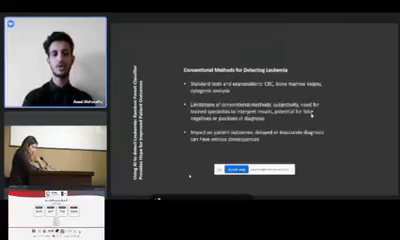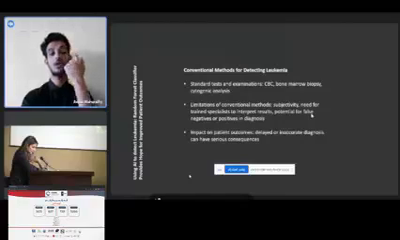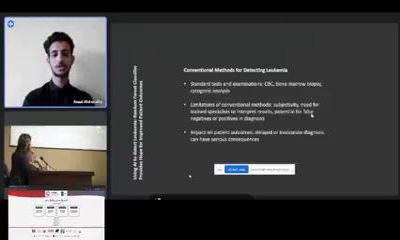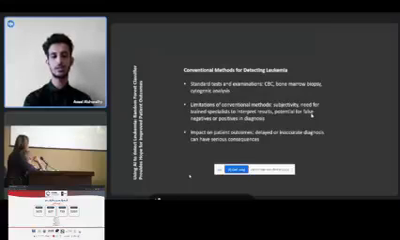The conventional methods for detecting leukemia are simple and standard tests and examinations: CBC, bone marrow biopsy, and cytogenetic analysis. Limitations of conventional methods are subjectivity and the need for trained specialists to interpret the results, with potential for false negatives or false positives in diagnosis. The impact on patient outcomes is a delay in accurate diagnosis, and this can have serious consequences for the patient's outcomes.